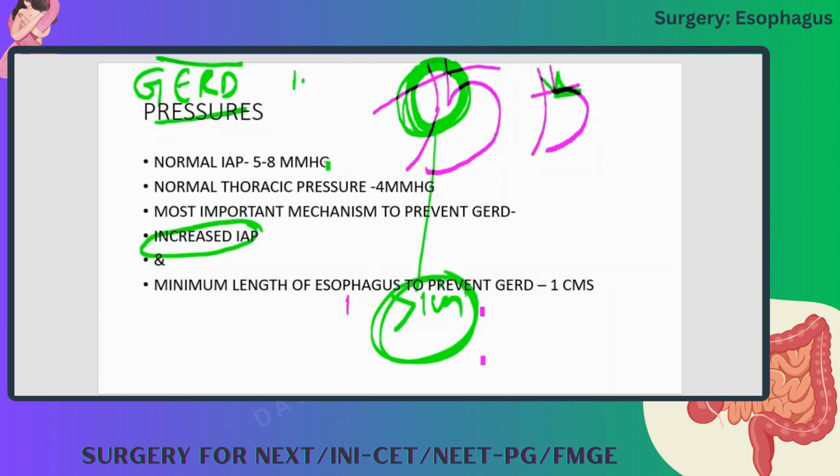So you now know 3 points: one is the sphincter, one is the pressure, one is the length. Clear now? Yes, sir. These 3 are very important: sphincter, pressure, and length. I'll give you one question.